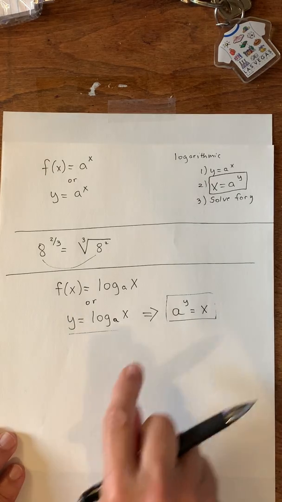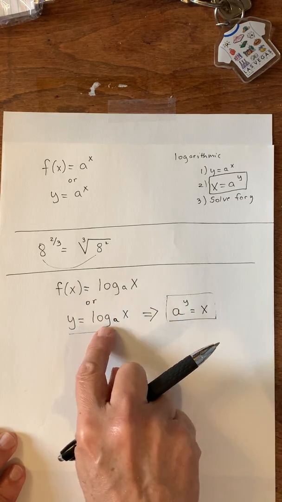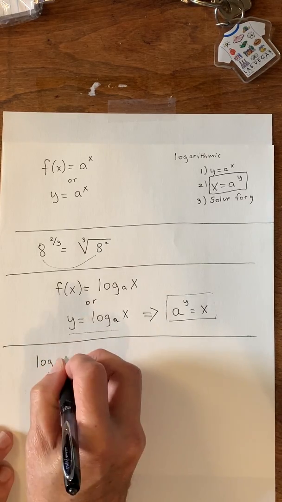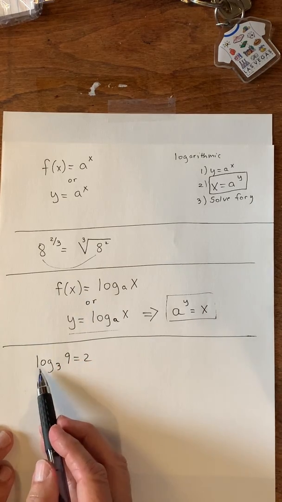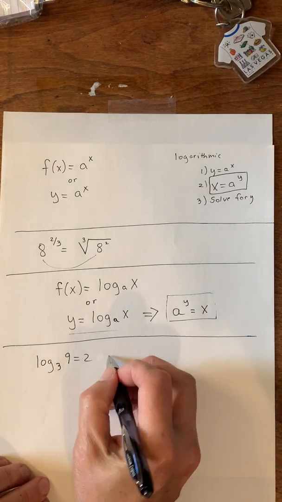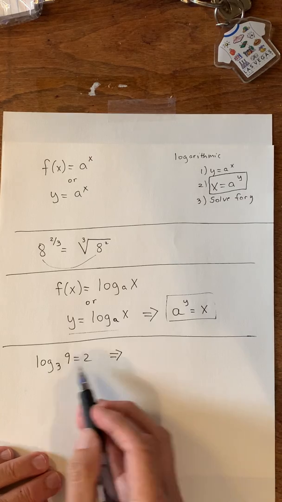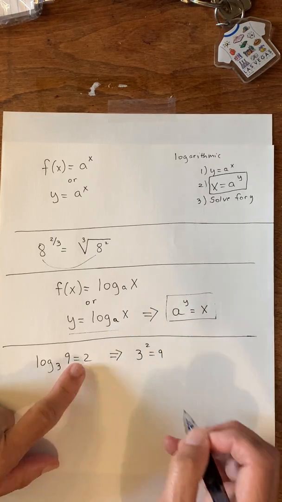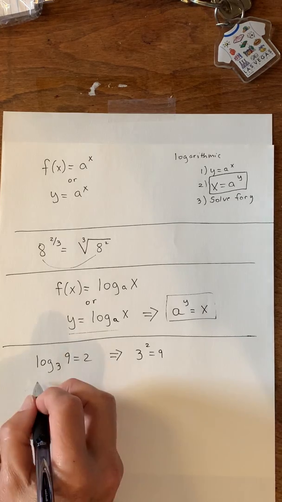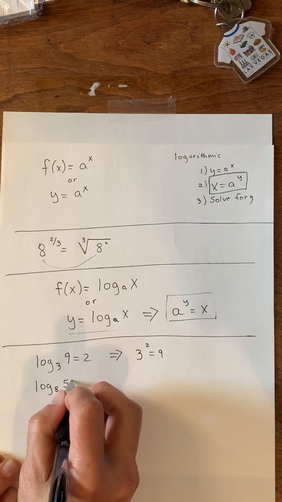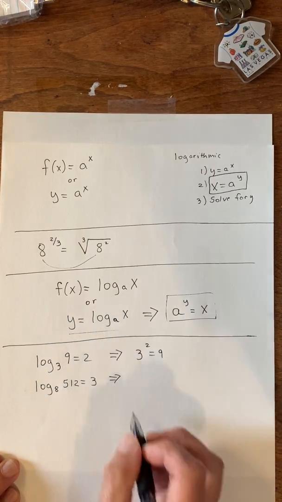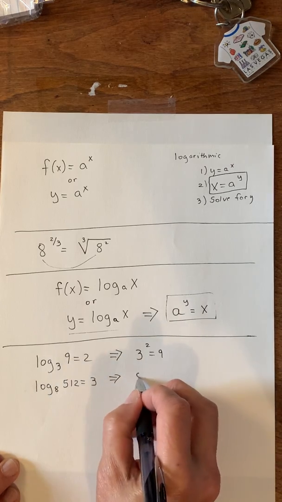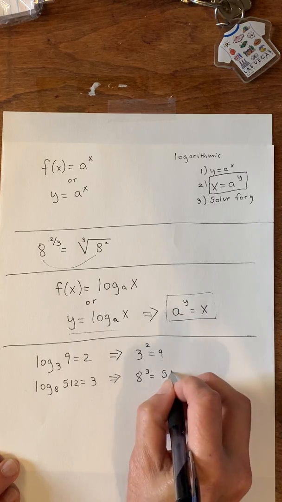Let's practice changing exponential expressions to logarithmic and logarithmic to exponential. Like this. Log base 3 of 9 equals 2. Kind of confusing until I put it in exponential form. All this is saying is that 3 raised to the second power is 9. Makes perfect sense. Try another one. Log base 8 of 512 equals 3. Again, if I were asked to express this in exponential form, I'd say no problem. 8 to the third power equals 512. One more.